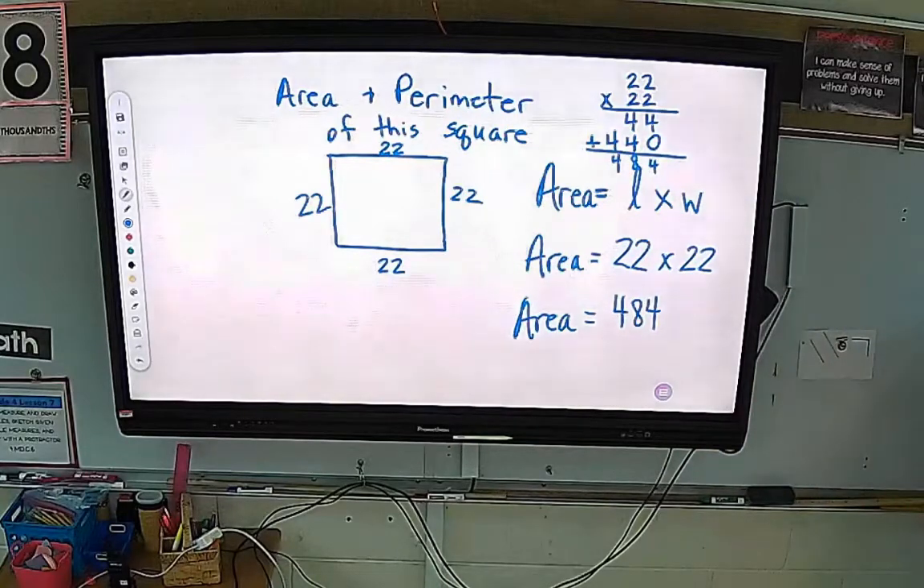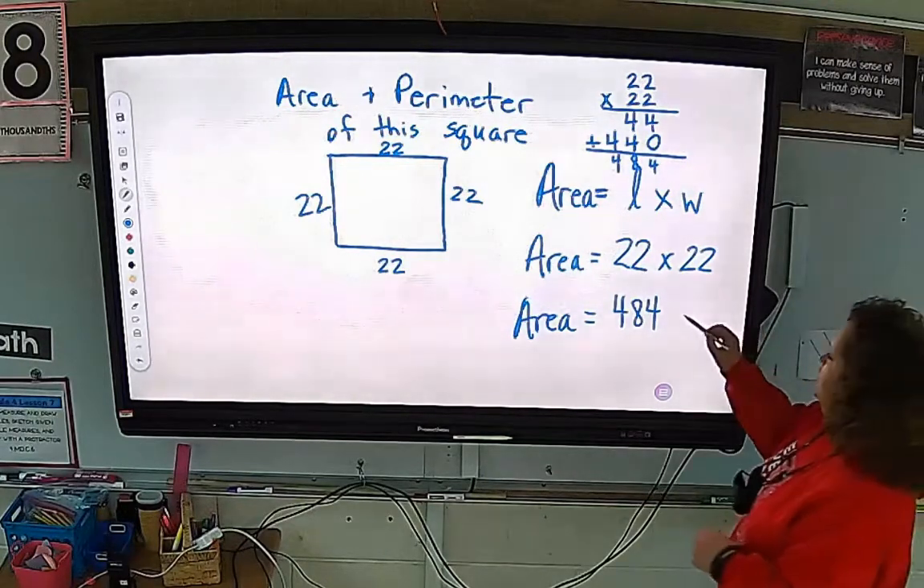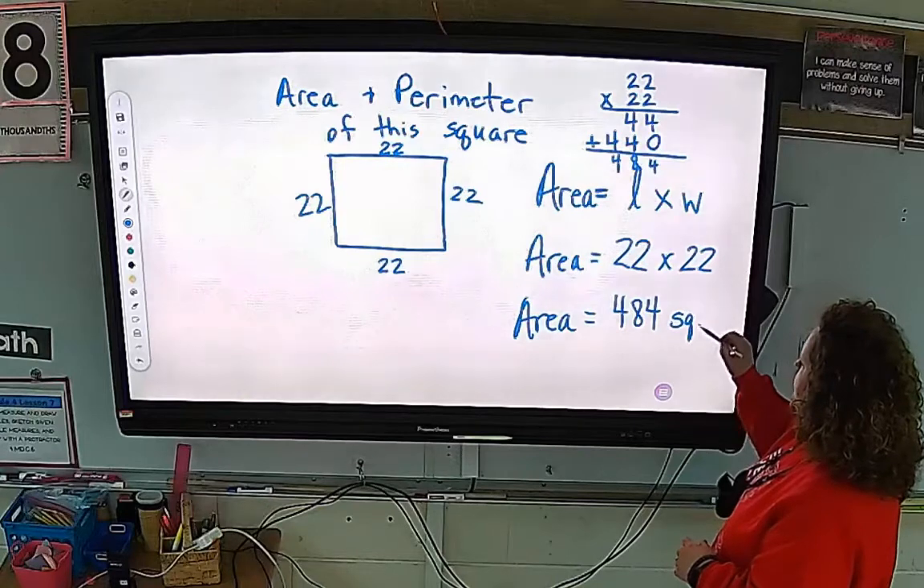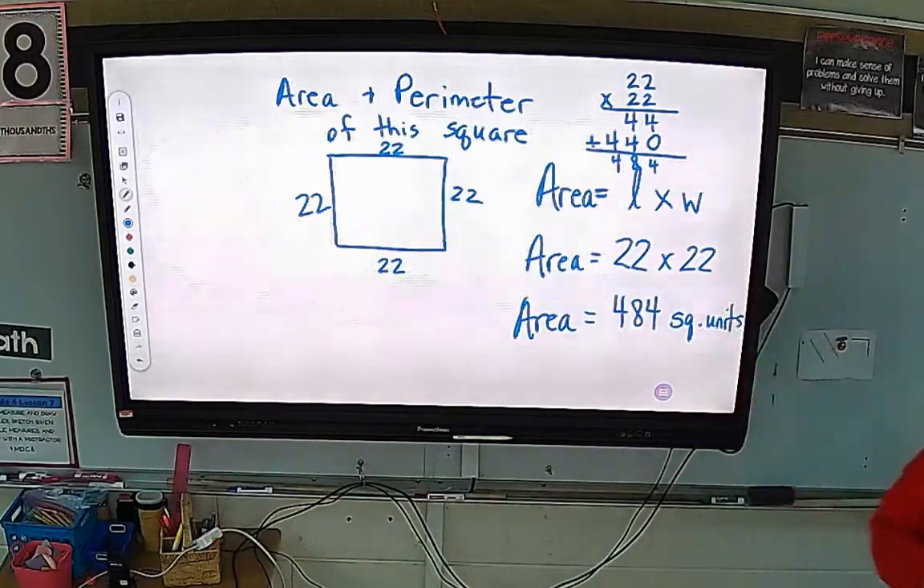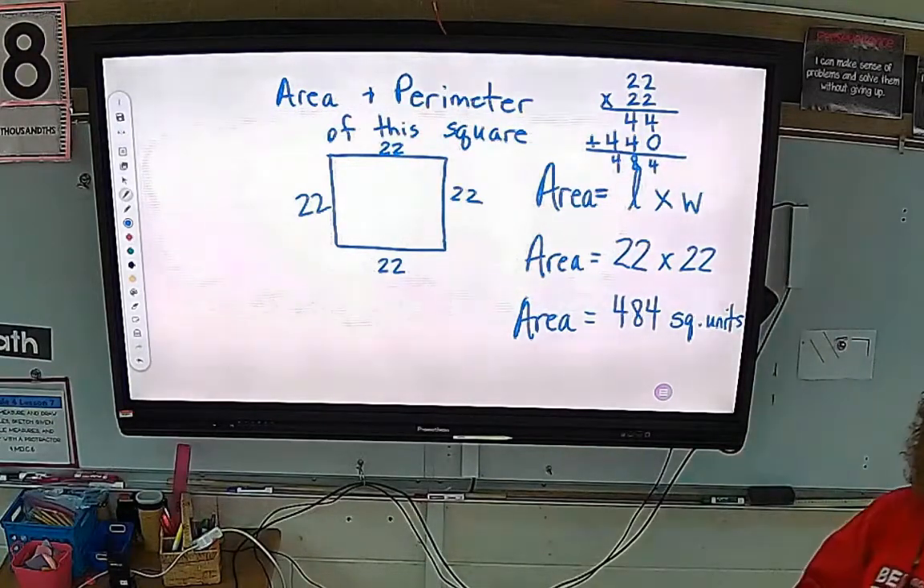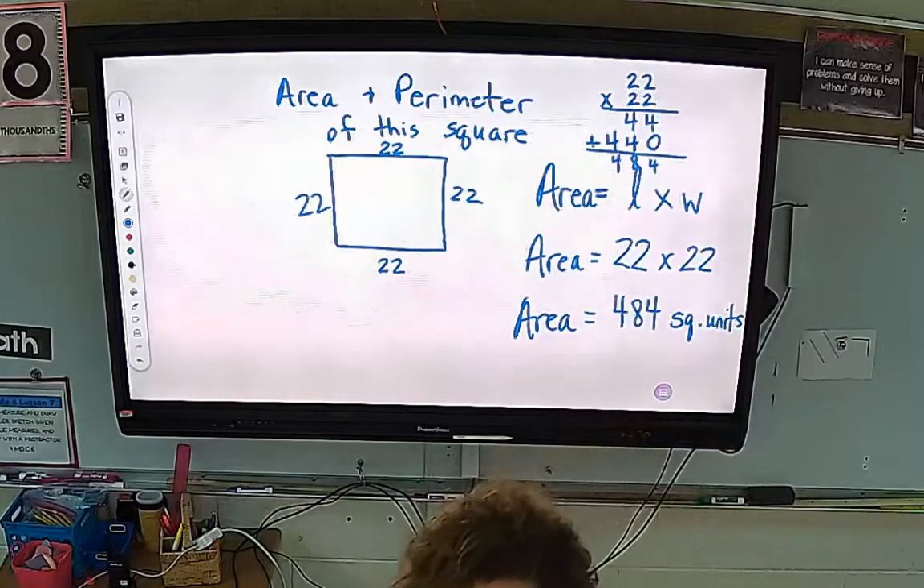Did they tell us a unit of measurement? No. So what do we do when they don't tell us? Yeah. Square units. Because whatever unit it is, centimeters, miles, meters, it would be square meters or square centimeters. So we could write SQ for square and then just the word units because we don't know the unit, so we're just going to put the word units. That's what you do when they don't tell you which thing they're measuring in.